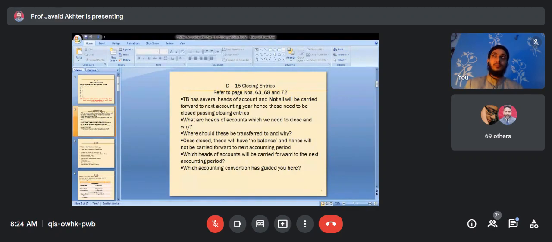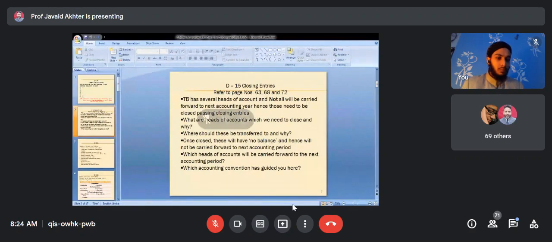Yes, sir. Same thing is applicable to debit and credit also. So it is your credit balance, although appearing on the debit side. Okay, sir. If anything else is required, ask me. Otherwise, I'll go to the next step. Once it is done, then where should these be transferred to? This is explained. So once closed, they will have no balances, isn't it?